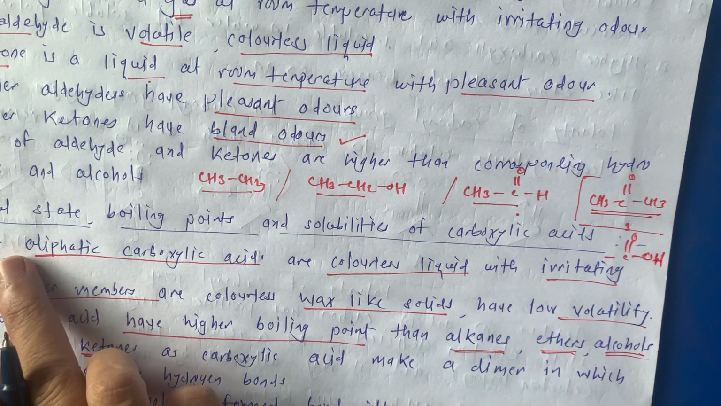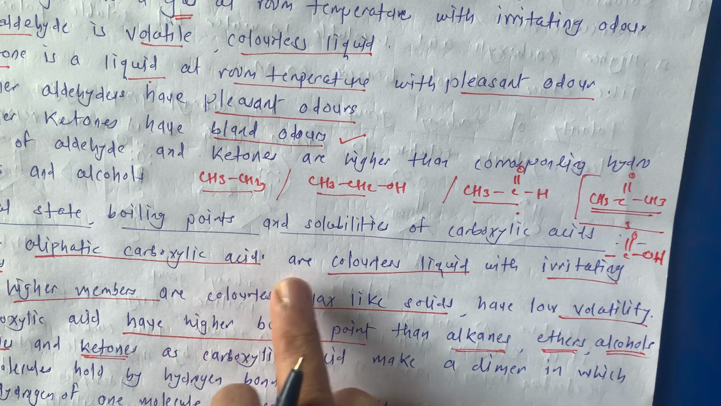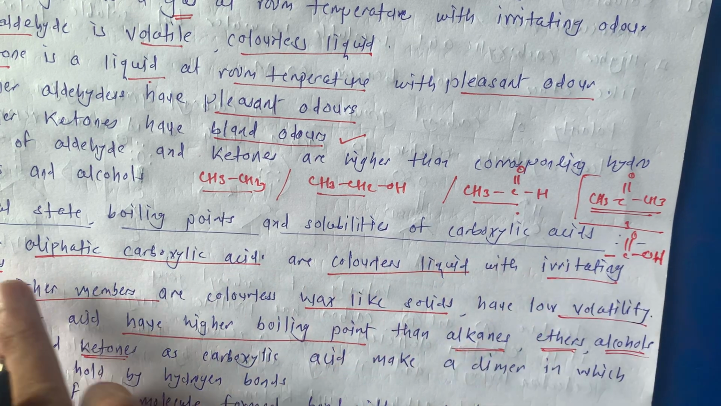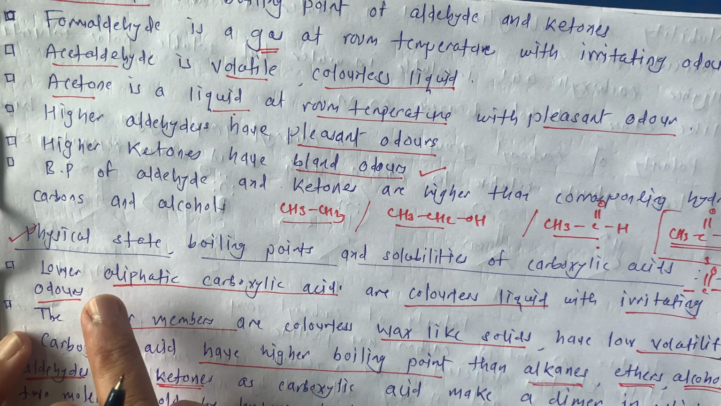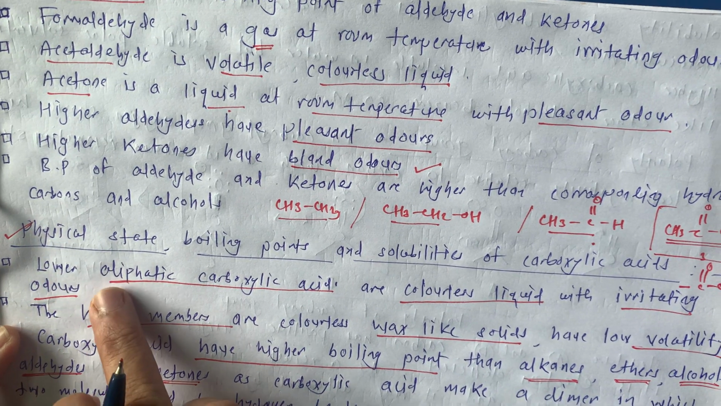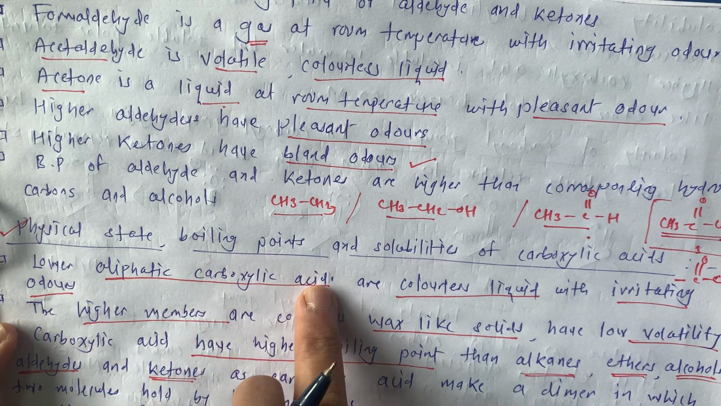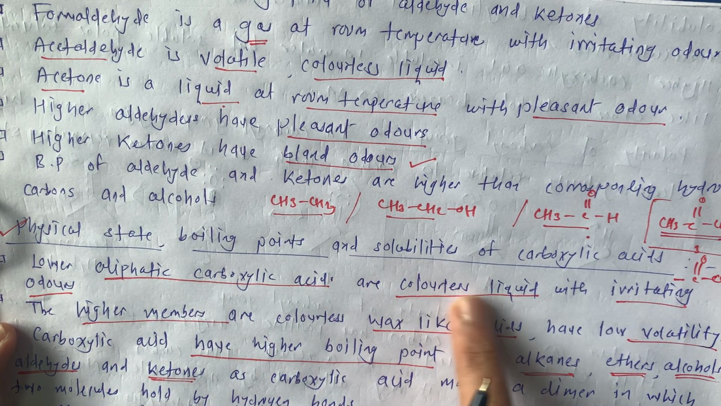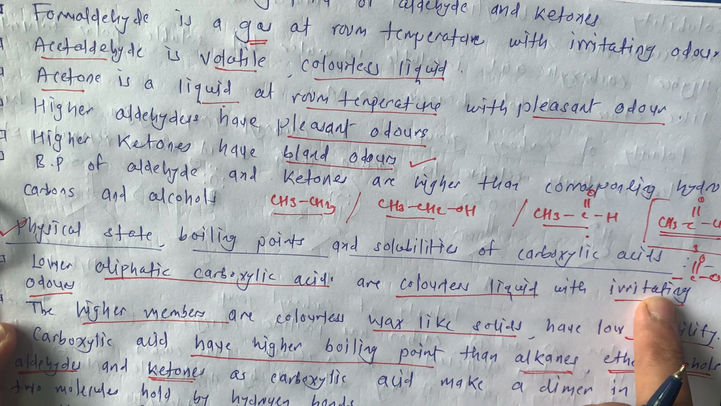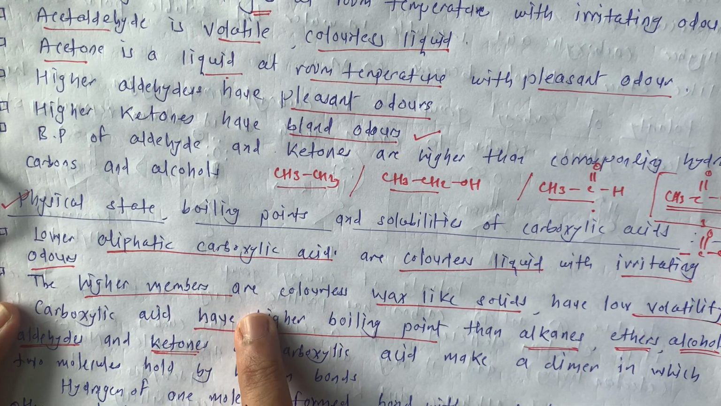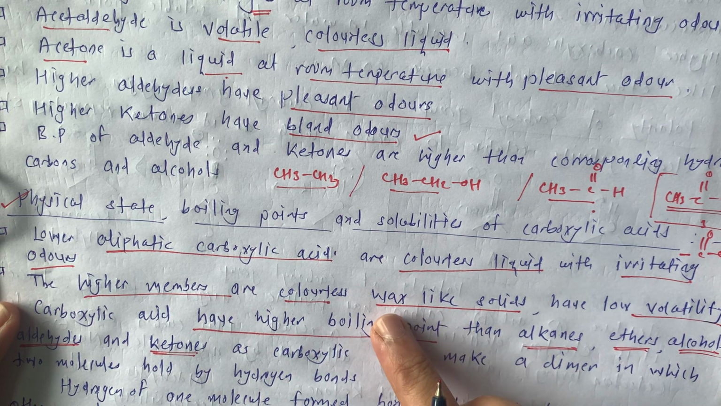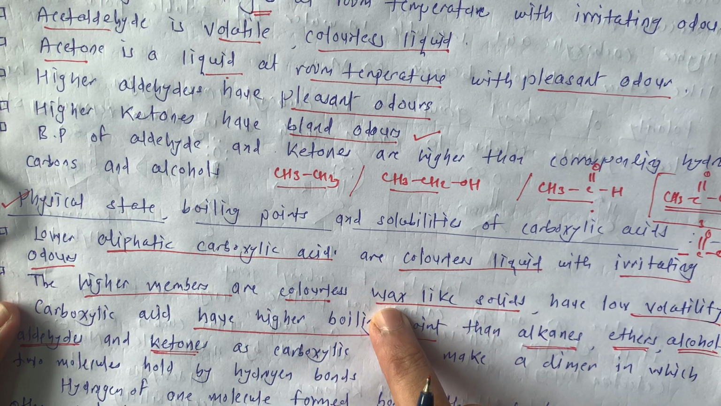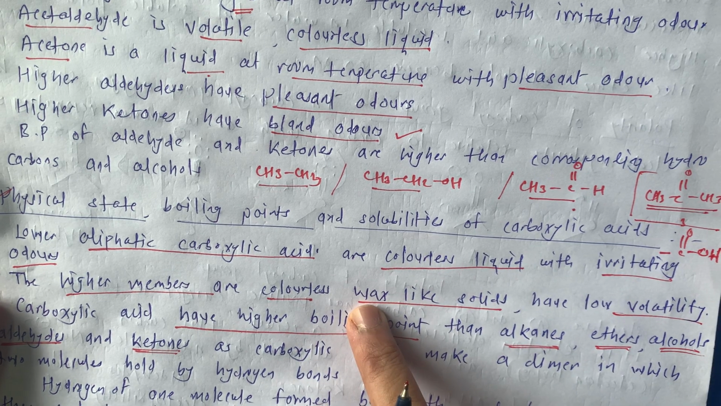Okay, so lower aliphatic carboxylic acids are colorless liquids with irritating odor. First we are going to see the physical state. Lower aliphatic carboxylic acids are colorless liquids with irritating odor. We know what is irritating and what is pleasant. The higher members are colorless, and they are solid just like a wax. We know wax very well.